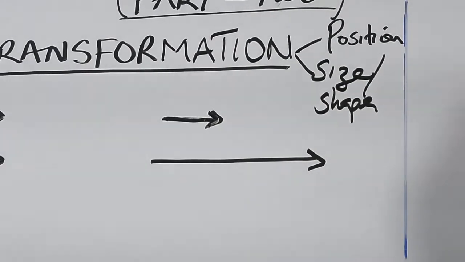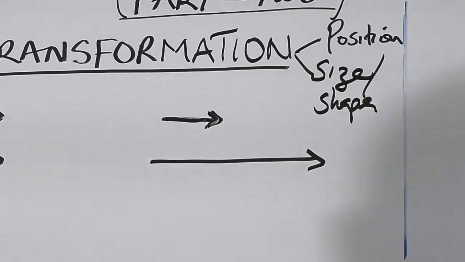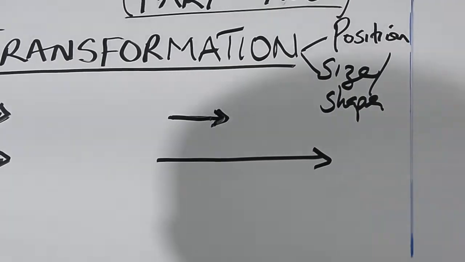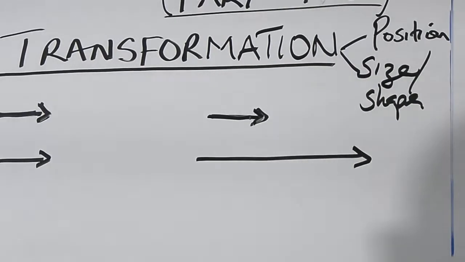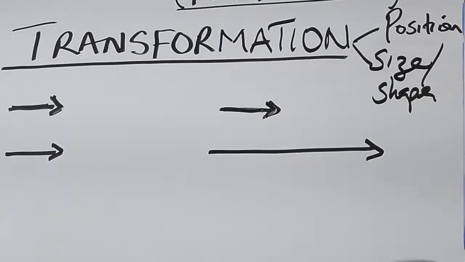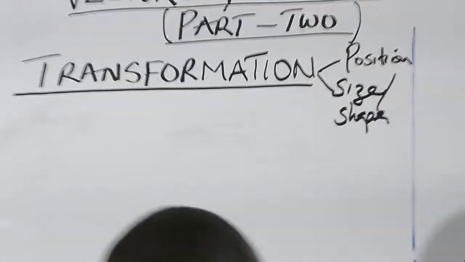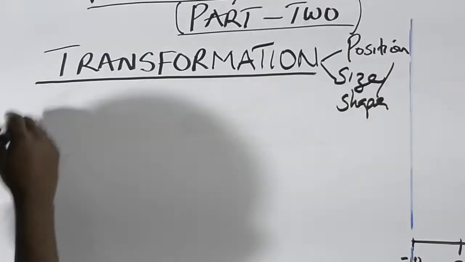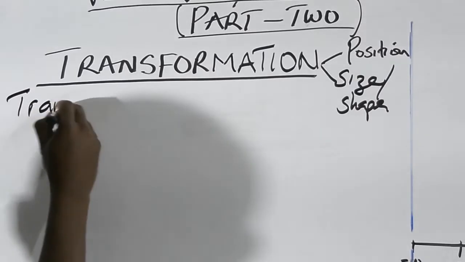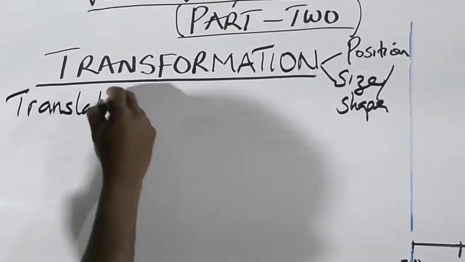So transformation is basically how the vectors can be changed, its position can be changed, or its size can be changed. So we have 4 basic transformations. We will look at the way we can change the size or position of the vector. The first basic transformation is translation.